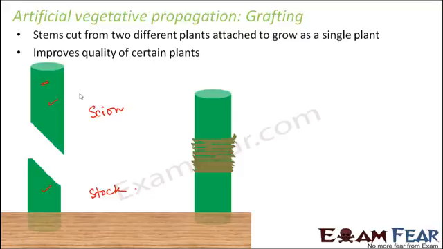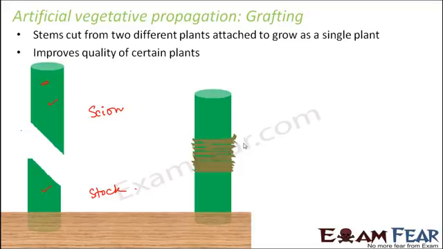Scion and stalk should exactly fit each other, leaving no gap. There should be absolutely no gap when you are fitting them together. That is why a slant cut is preferred, so that they exactly fit in. Because if you cut it straight, sometimes it becomes difficult to ensure that there are no gaps. So you cut it slant so that they exactly fit in with each other.